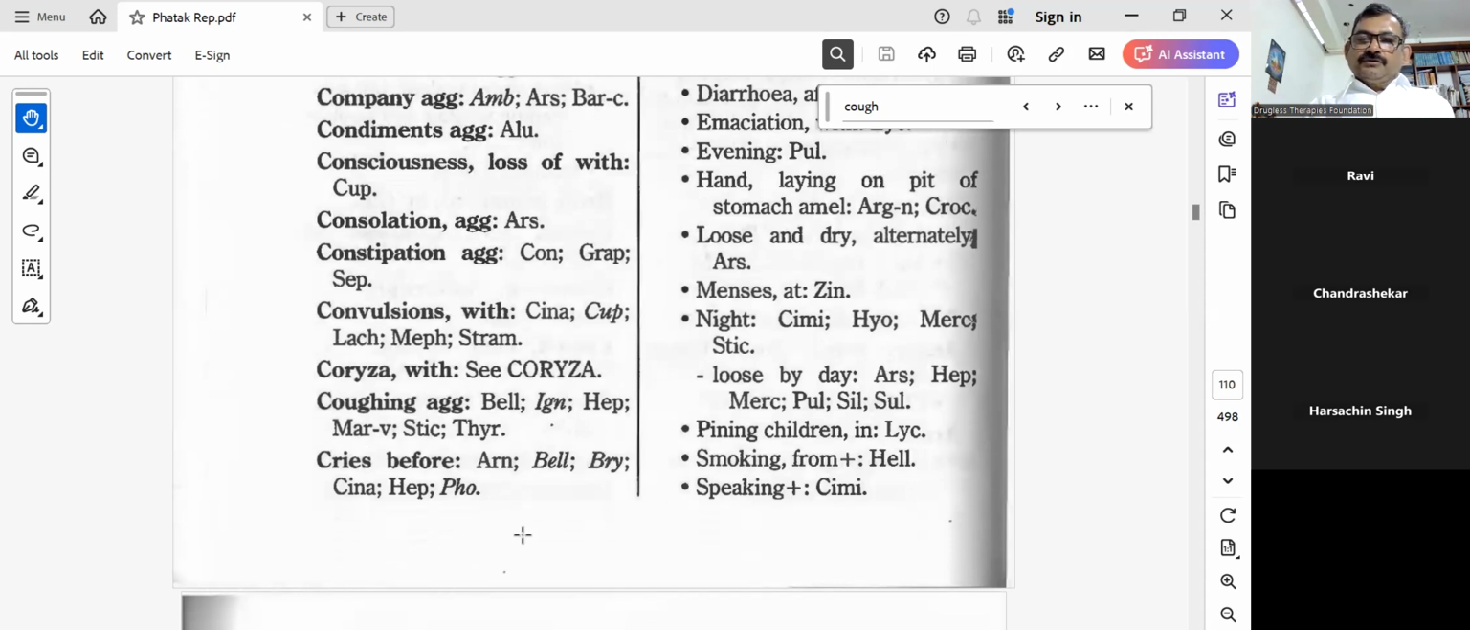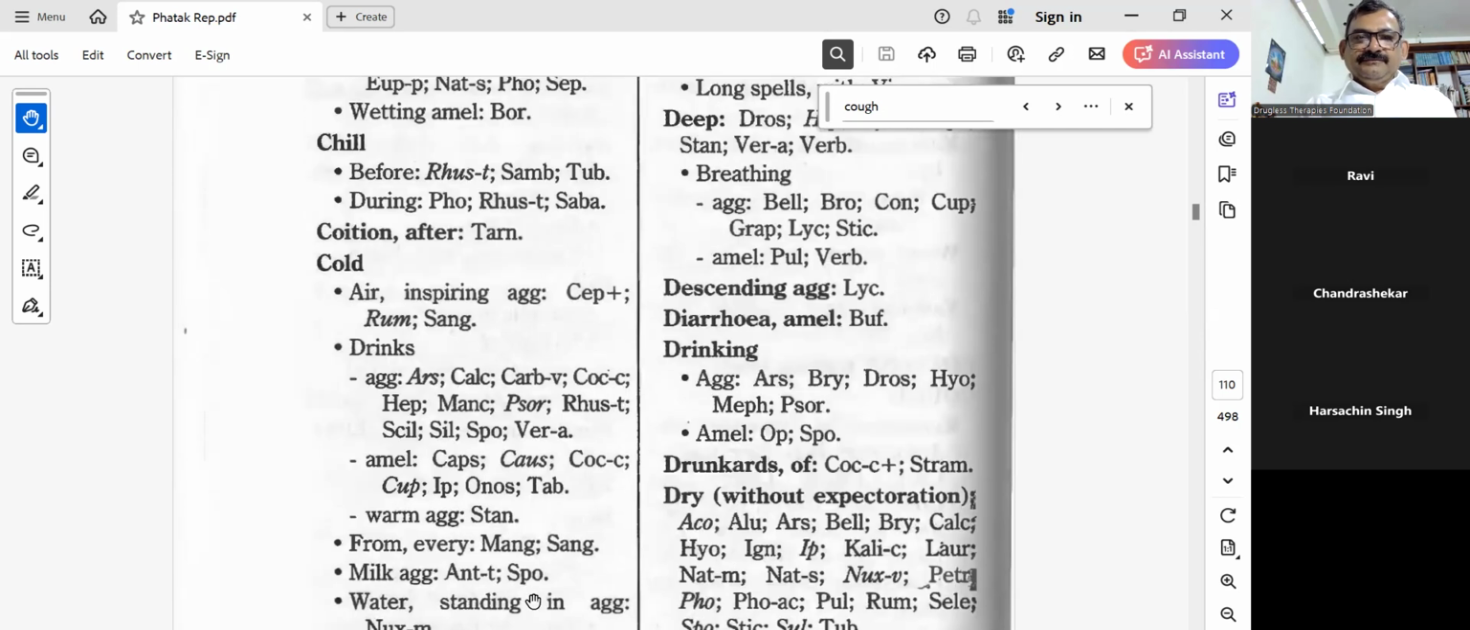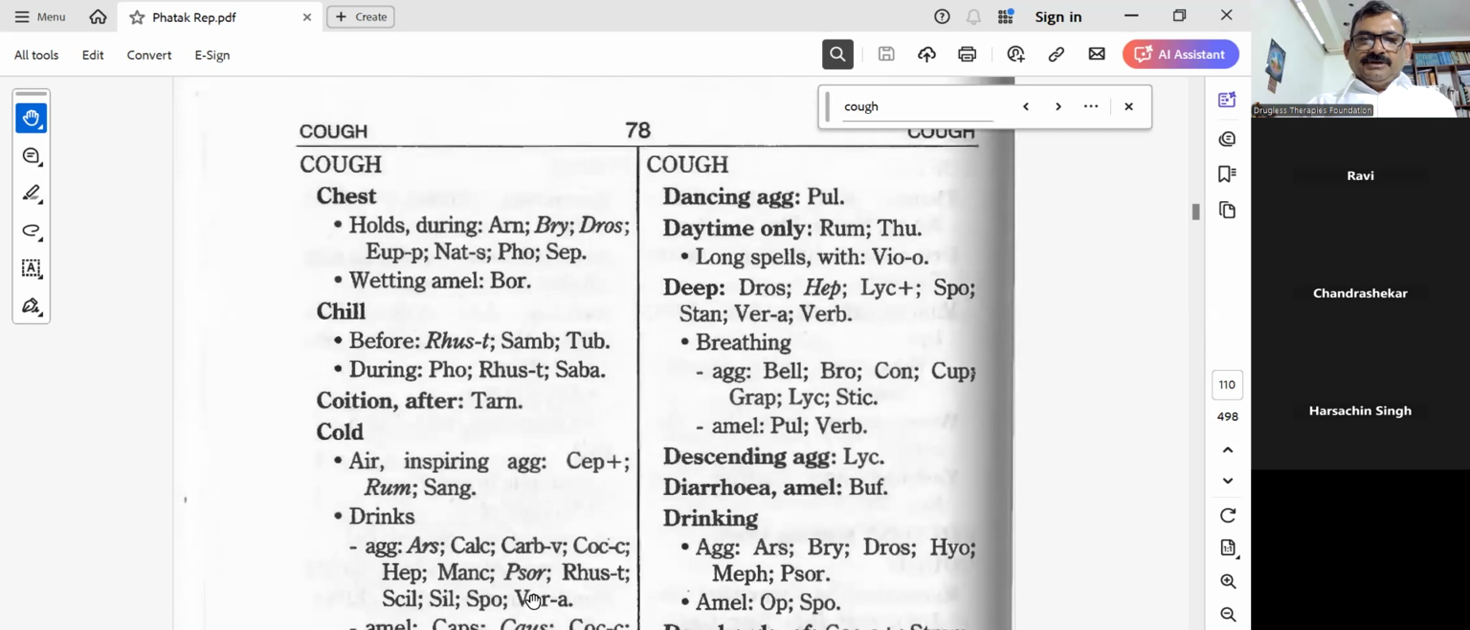And cries before cough, means before coughing they cry. So crying brings the cough. So we can say that the causes are so many; this is the main chapter of cough only. Dancing aggravation.